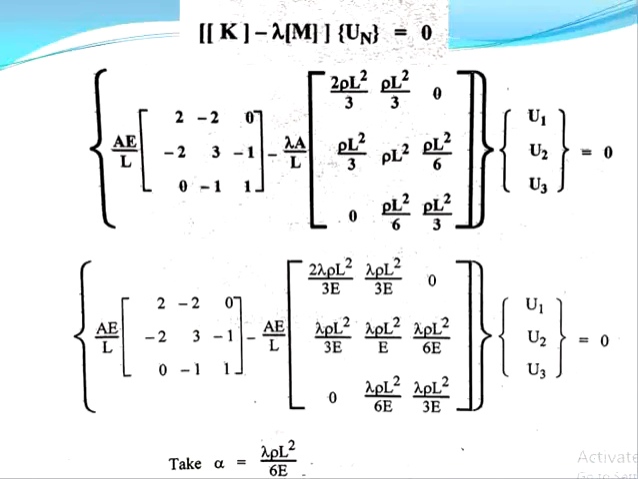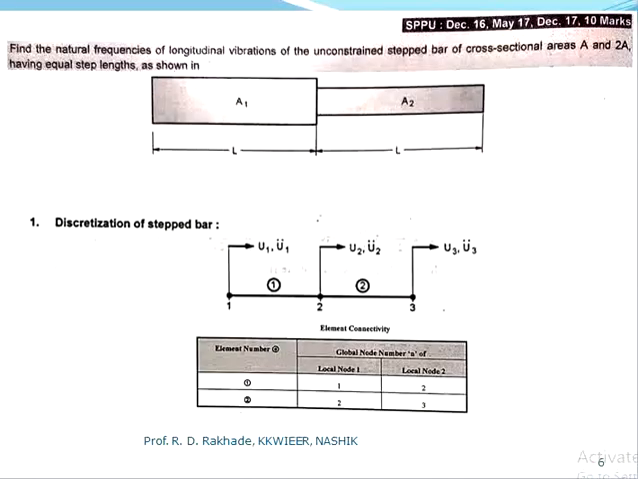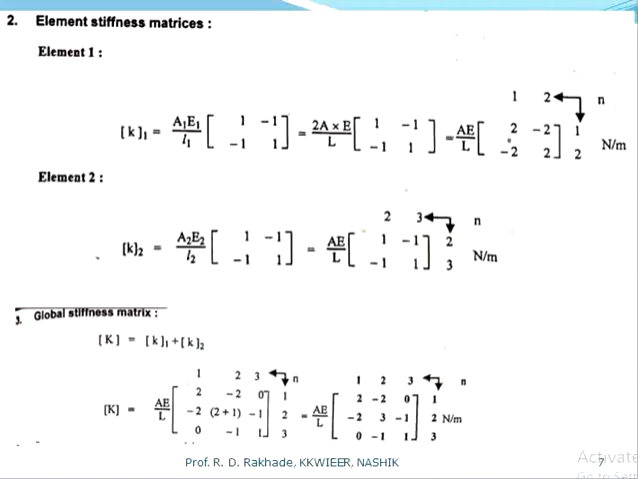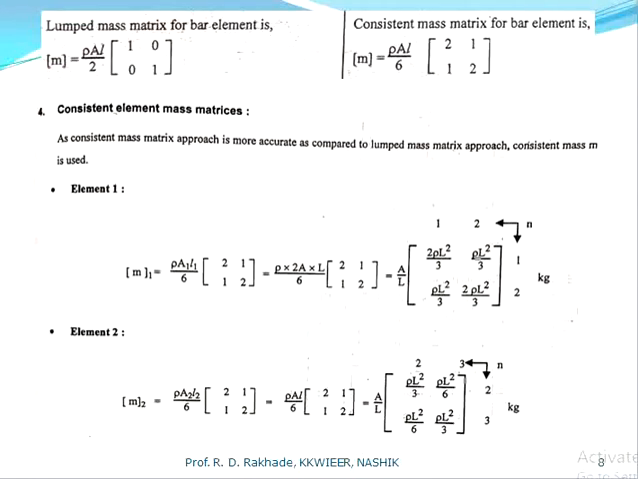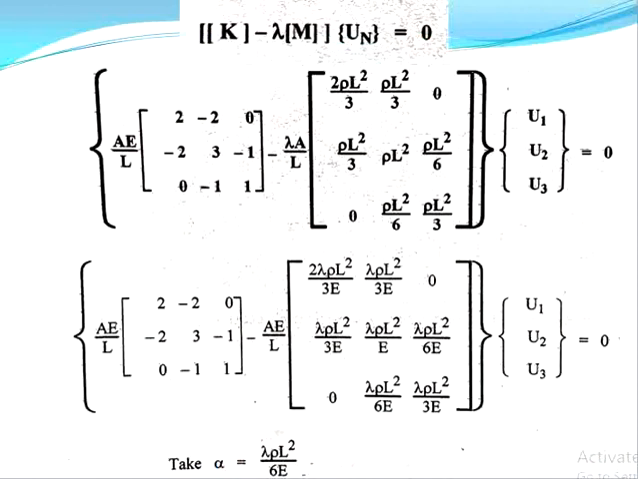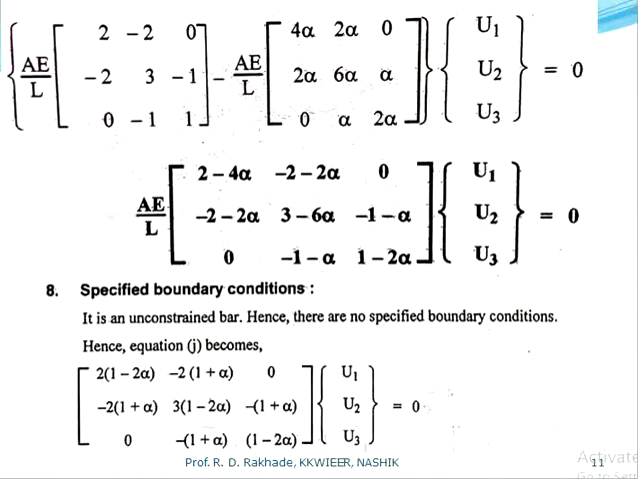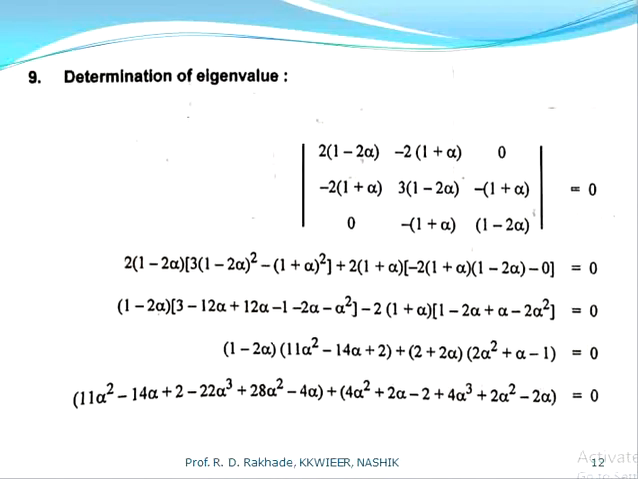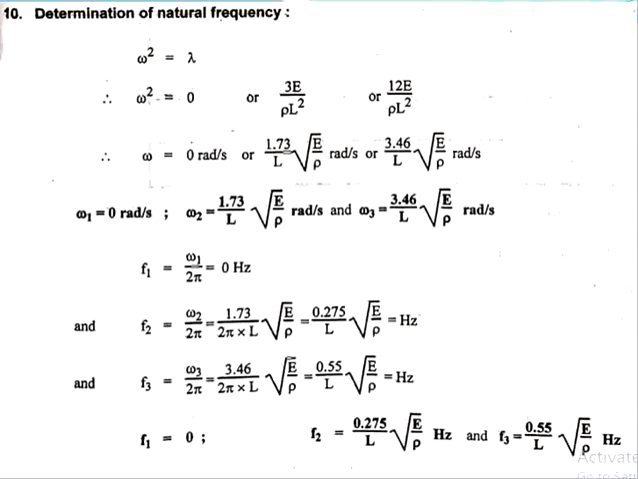Quickly we will revise the various steps involved in solving this problem. Discretization of bar, then element stiffness matrix, global stiffness matrix, consistent element mass matrix, then global consistent mass matrix, nodal displacement vector, that is the eigenvector, equation of eigenvalue and eigenvector, then specify boundary condition, determination of eigenvalue, and last, determination of natural frequency.